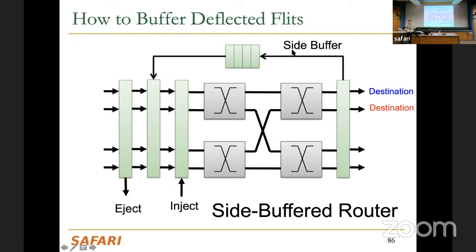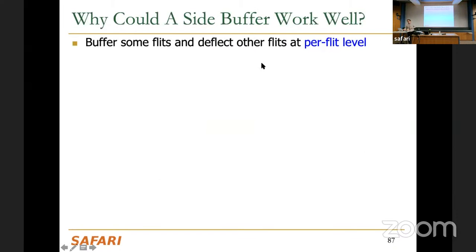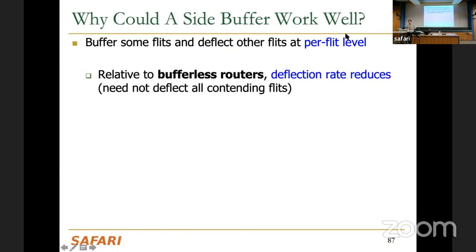Of course, then the question becomes, how do you size the side buffer? Basically, you can buffer some flits and deflect other flits at a per-flit level. So relative to bufferless routers, this reduces the deflection rate. I'm going to give you some numbers because you don't need to deflect all contending flits, clearly.